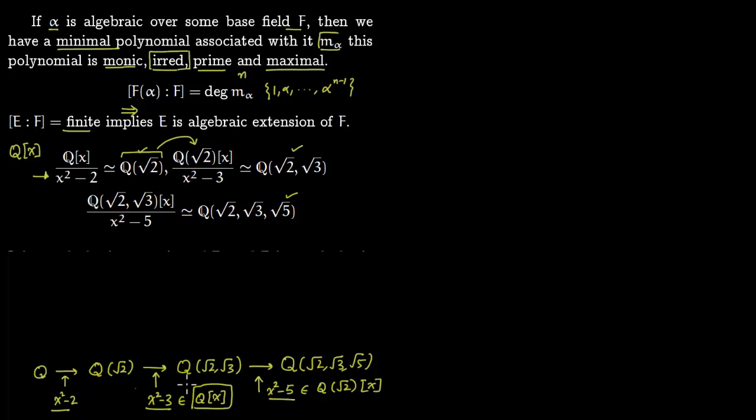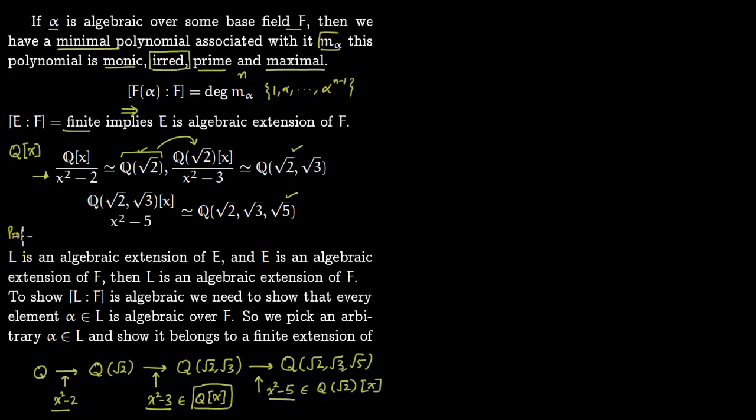And why I'm saying this is because this is the idea which we are going to use in our next proposition. The proposition which we want to prove is this. Say L is an algebraic extension of E and E is an algebraic extension of F. Then L is an algebraic extension of F. So we have L which is algebraic over E and E is algebraic over F. Then we are saying that L is algebraic over F. This is what we want to show.